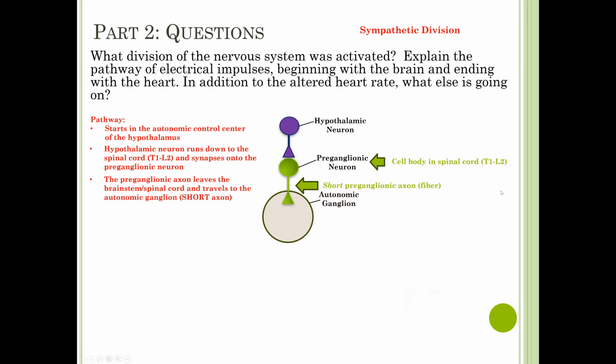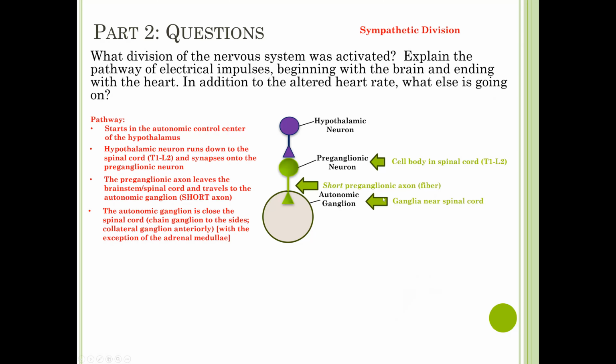Then the preganglionic axon is going to leave the spinal cord and travel to the autonomic ganglia. And this is going to be a short preganglionic axon. The reason this one's going to be short is because the autonomic ganglion is close to the spinal cord. So because the ganglia is close to the spinal cord, this axon doesn't have to travel very far. So there are two major types.